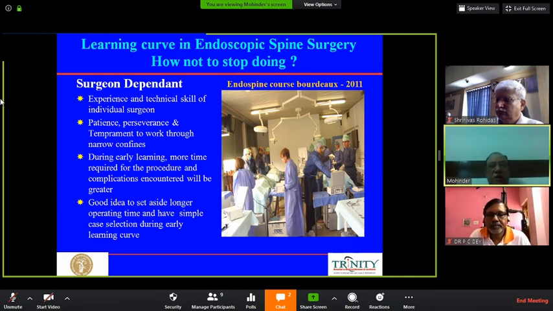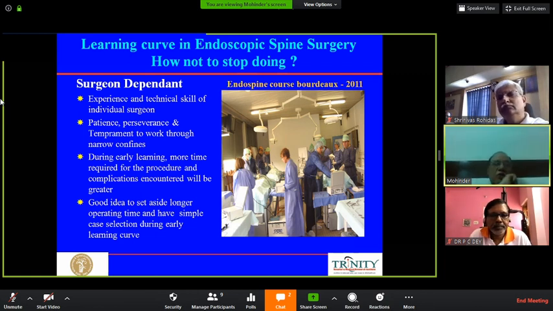We have been able to work hard to secure an MBBS seat. We have worked hard to secure our MS seat and then MCh seats. So I think it is not a big deal that we can't learn spine endoscopy. It is only your mindset. There has to be proper motivation, and then patience, perseverance, and temperament.